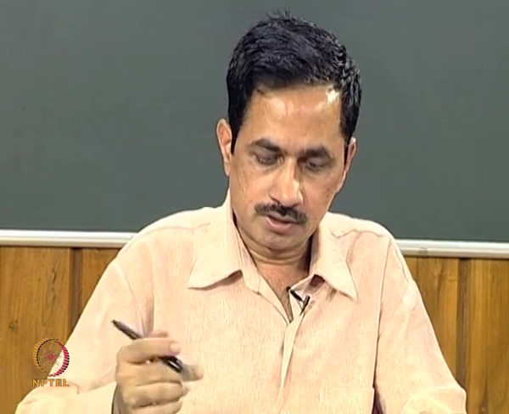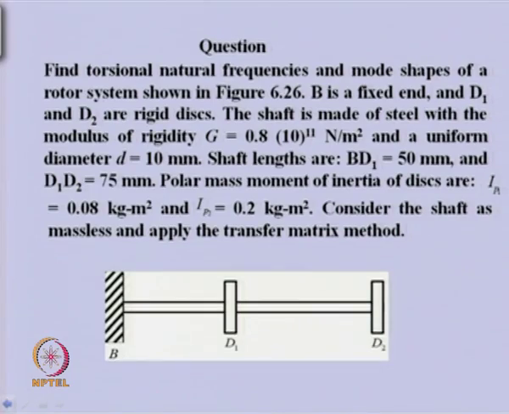Now we will see a slightly more complex example in which we have two disks. The example is this one. We have a cantilever beam with two disks, and various properties of the disks, lengths, everything is given here. We are considering the shaft as massless, with only inertias at the disks, and this end is fixed and the other end of the beam is free.